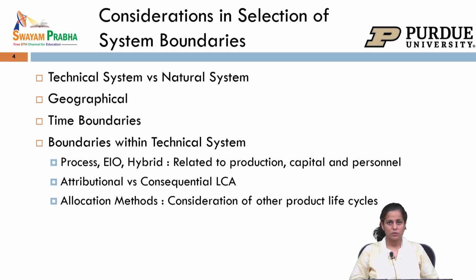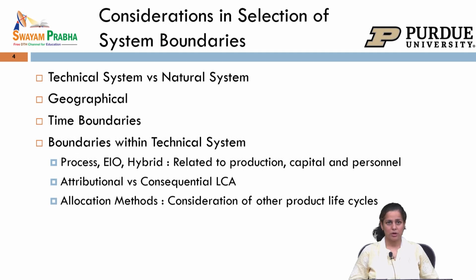When we talk about boundaries within technical system, it determines how and how many processes we are including and how we are collecting data for it. Of course, boundaries within technical system is also affected by your goal of the study. So, it can be an attributional or a consequential LCA. And next, also the allocation methods.